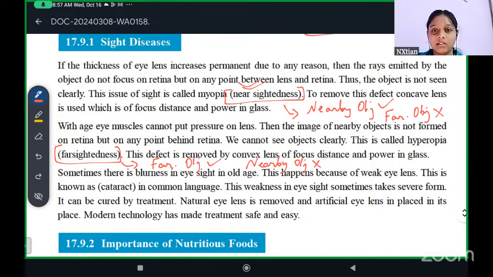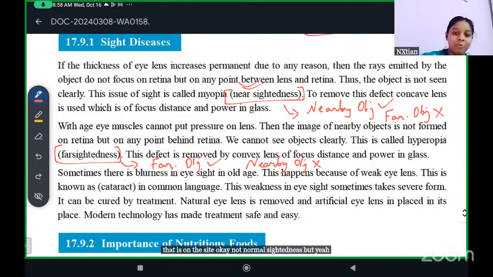My question is, is normal vision called normal sightedness? There is normal sight, where you don't have myopia or hyperopia. You don't have any of that. You just have normal sight. Your image formation is working well on the retina. You are able to see close things and far things, both. That is normal sight. Not normal sightedness, but yes, normal sight.